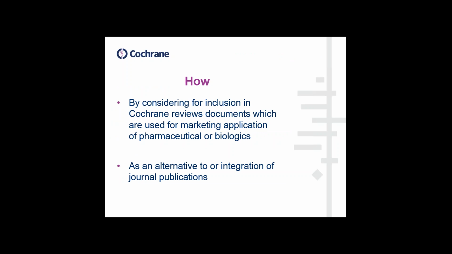What we're looking at is considering the inclusion in Cochrane reviews of documents which up to now have been confidential between regulators and the pharmaceutical industry. And these documents are used usually for market applications, in US regulator speak, new drug applications of pharmaceuticals or biologics. So we must be very clear, we're talking about pharmaceuticals, we're talking about biologics, and we're only talking about products which are being tested in trials by the pharmaceutical industry. And we're looking at a possible integration or an alternative, complete alternative, like in our neuraminidase inhibitors for influenza review, of journal publications.